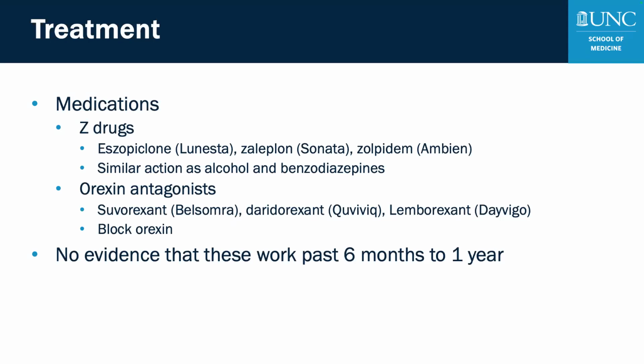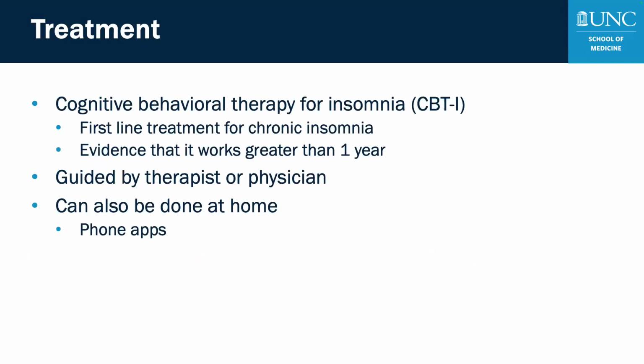But there's no evidence out there that any of these work past 6 months for the Z drugs. Basically, the efficacy is gone. These patients don't do any better than patients that aren't on these drugs 6 months out. And for the orexin antagonists, it's a year out. So they last a little bit longer, they're a little bit more effective, but after a year, those people aren't any different than patients that aren't on those medications.